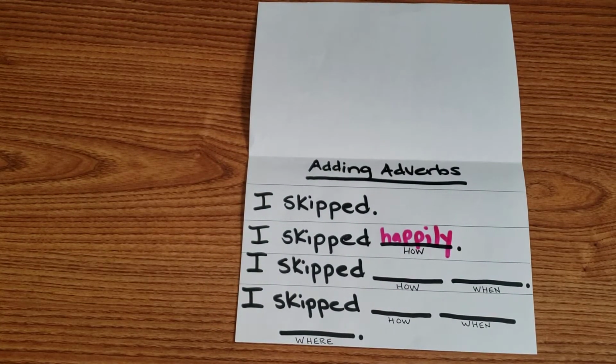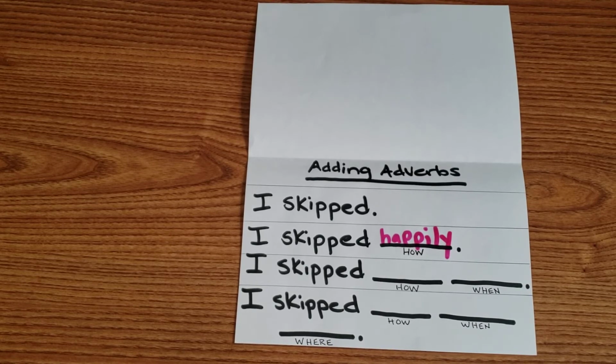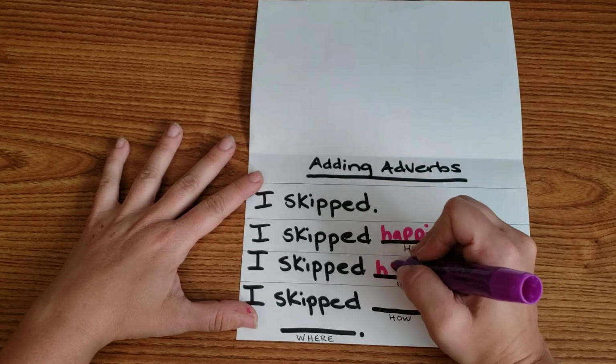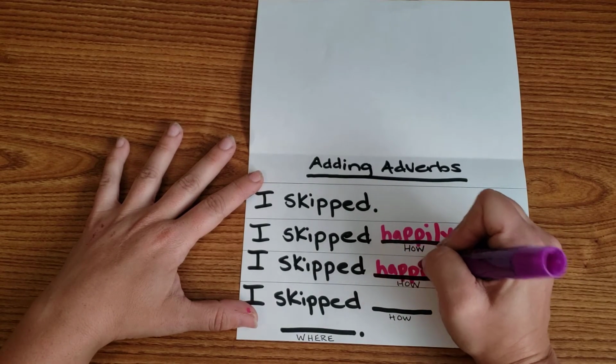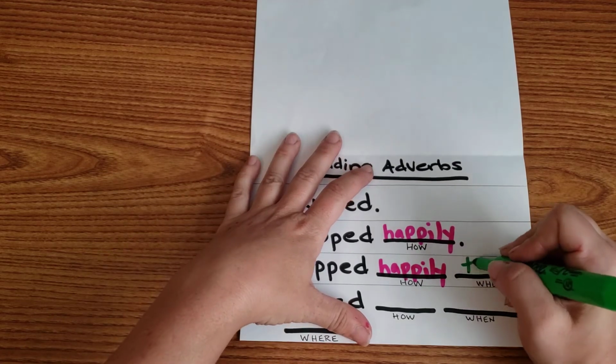All right. So then for your next sentence, you start off the same. I skipped, but now we're going to add some more adverbs. So we're still going to tell how. So happily is going to come down. And now I'm going to add another adverb, an adverb that tells me when. So I skipped happily today.